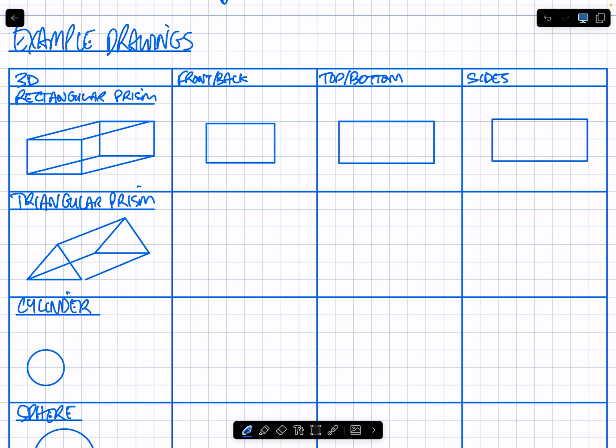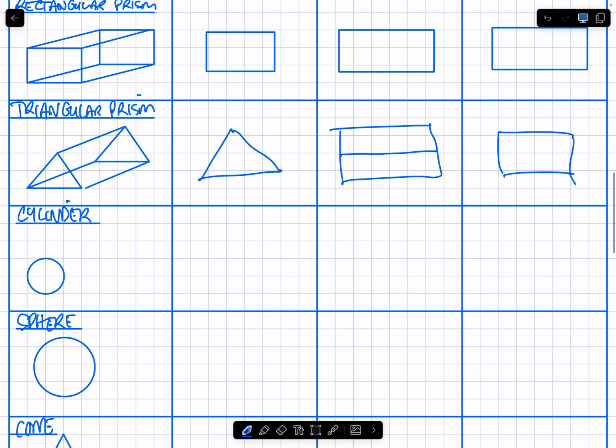What does the front and the back of a triangular prism look like? Triangle. What does the top of a triangular prism look like? A line. Like a point. Wouldn't it be like a rectangle, and then to show that there's the triangular point, you've got a line through the middle, like you're looking down at it? What would the sides of a triangular prism look like if I'm looking directly side on? Rectangle. Yeah. Okay.